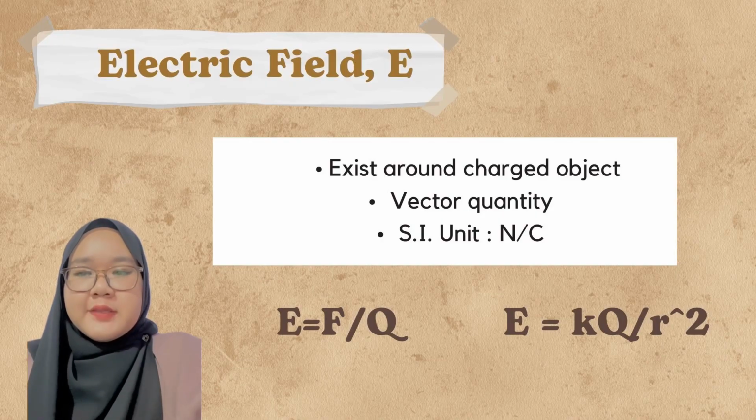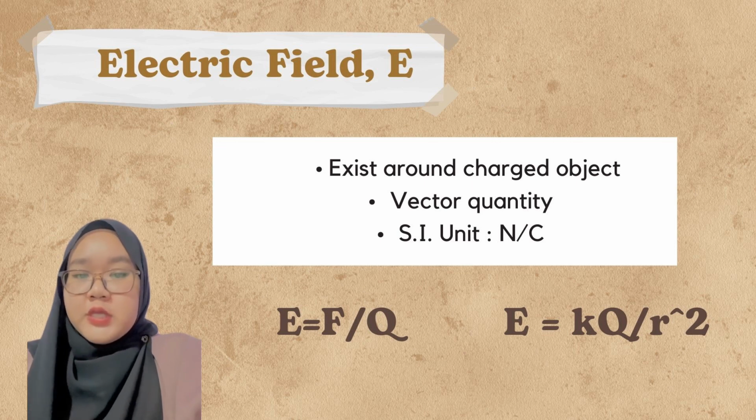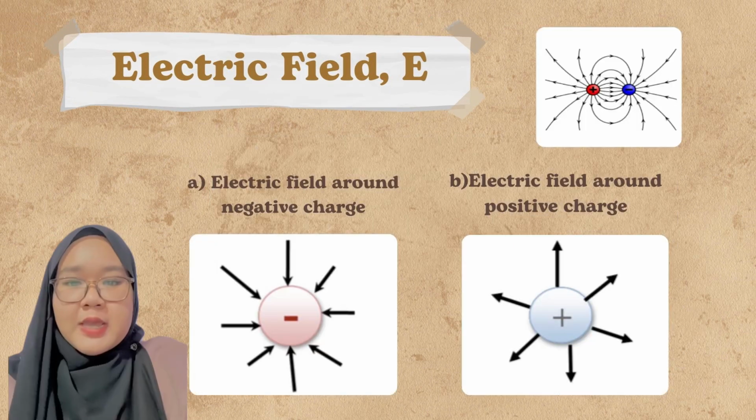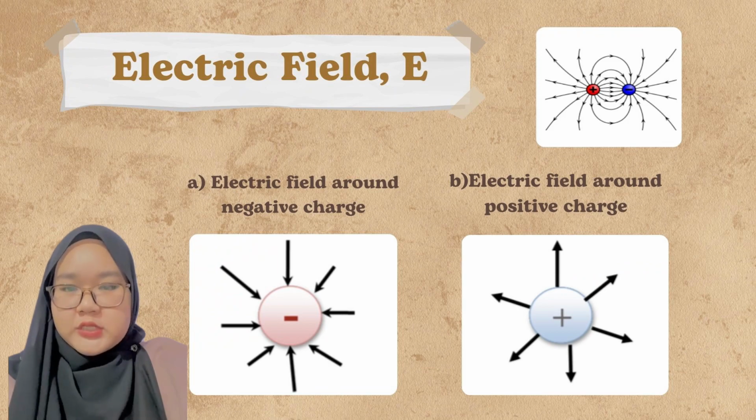Electric field. An electric field exists around a charged object. Electric field is a vector quantity and the SI unit for electric field is newton per coulomb. Electric field can also be described as E equals F over Q and E equals kQ over r squared. As you can see, these are the electric fields around negative and positive charges. When the charge is negative, the electric field is into the charge, and when the charge is positive, the electric field is out of the charge.